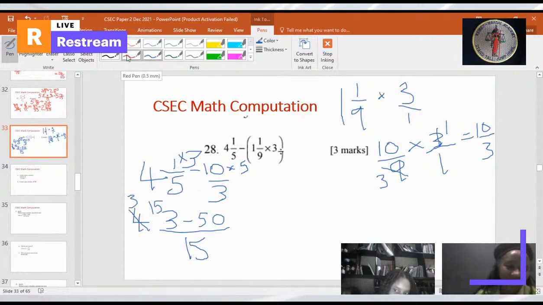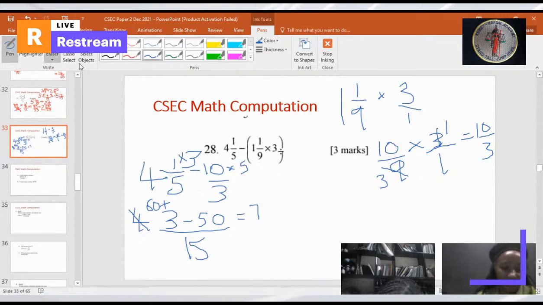We need all 4 holes to get enough. So it would be 63 minus 50. We carry all 4, the 4 times the 15. So that's 60 plus 3. Okay, so that's 63 minus 50, which is going to be 13 over 15.